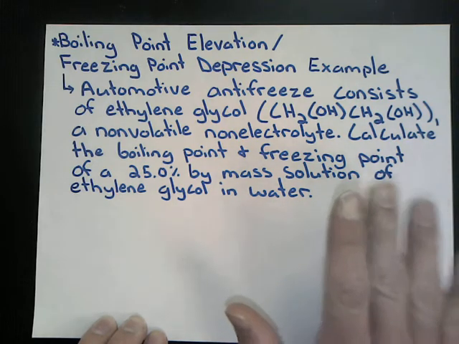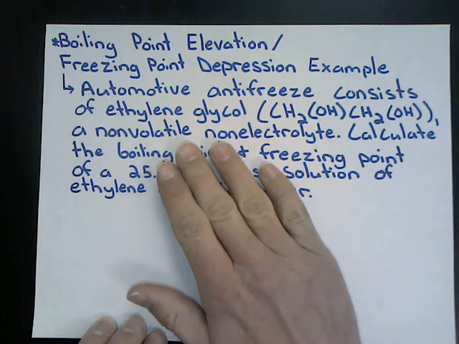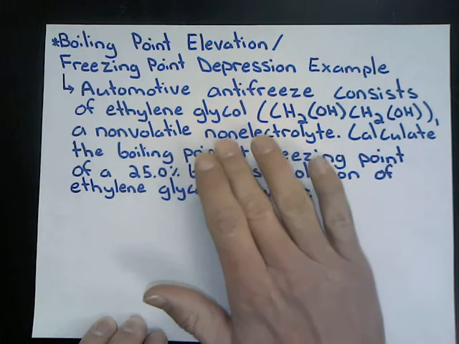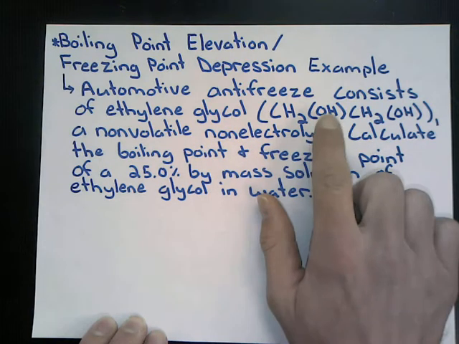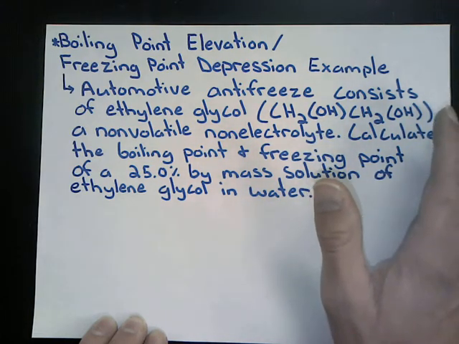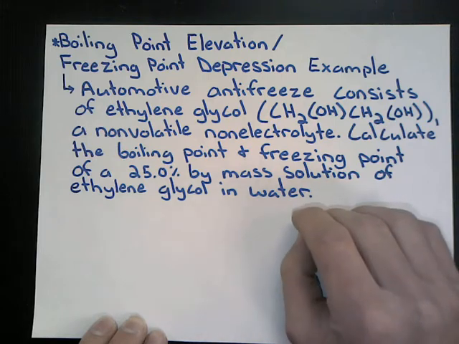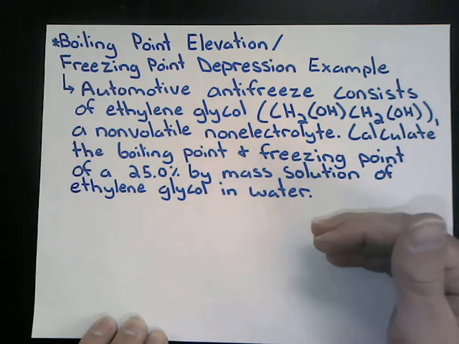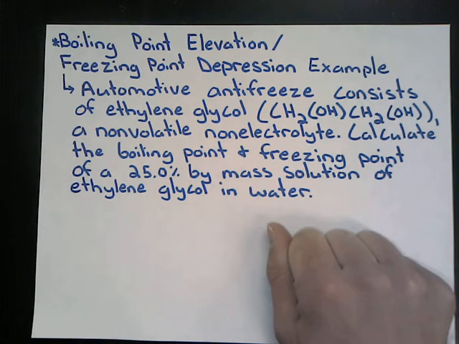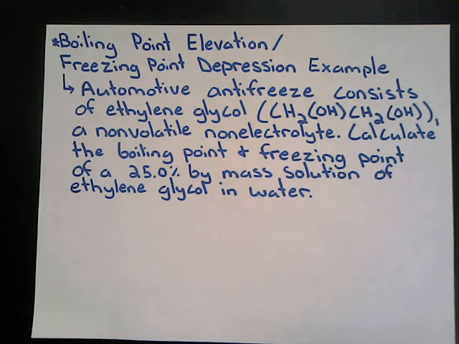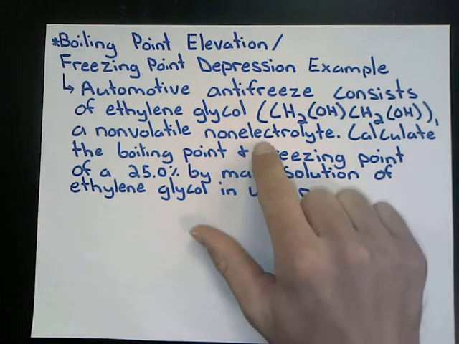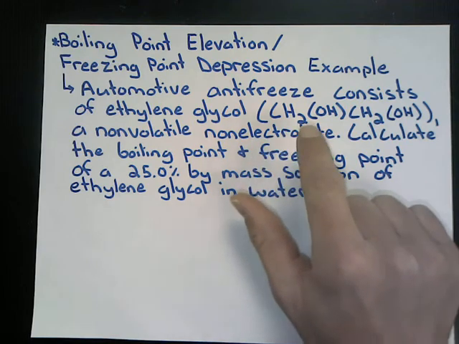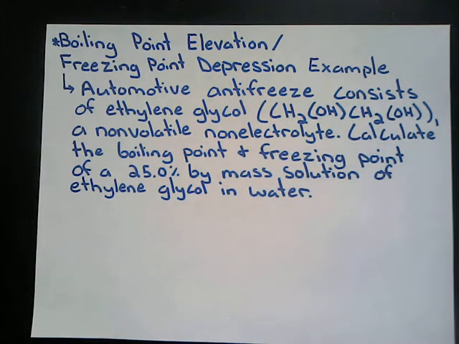The other thing that I want to mention is this. In the problem, it says this is a non-volatile and, more importantly, non-electrolyte. So ethylene glycol, when it's dissolved in water, is not going to break into multiple pieces. So for this problem, we don't have to worry about multiplying the molality in our solution. We can just go straightforward. If this was an electrolyte or an ionic compound, it would be broken down into several parts, which would ultimately affect molality. We do not need to worry about that in this case.